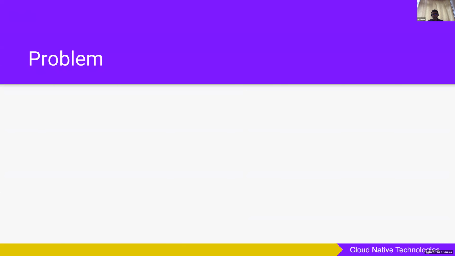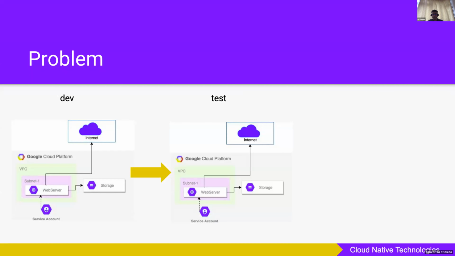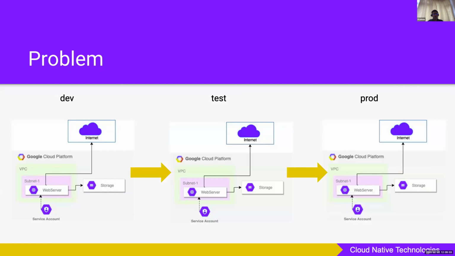But there is some problem with this. This works well when I'm working alone or as a one-person team, that's fine. But in the real world, we have multiple environments. Like we need the same infrastructure in a dev environment, then the same in test to do some testing, and then finally prod. Some organizations have more than three environments as well.